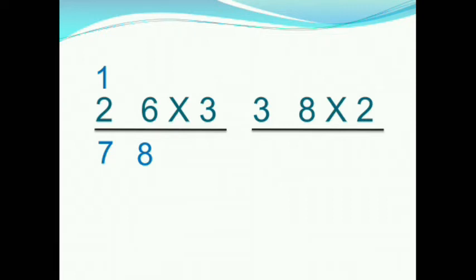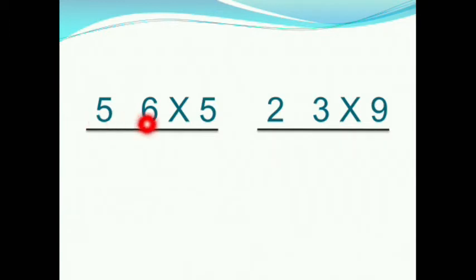See the next question. 38 into 2. First we should multiply 2 and 8. 2 8s are how much? Yes, 2 8s are 16. Write 6 in units place and carry 1 to tens place. Next we should multiply 2 and 3. 2 3s are how much? Yes, 2 3s are 6. 6 plus 1 carry is equal to 7. Write 7 in tens place. Therefore, the product of 38 into 2 is equal to 76.